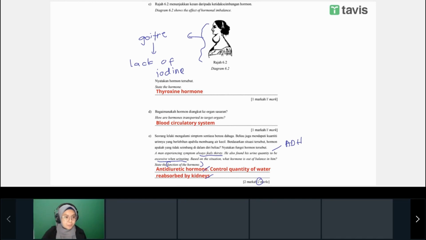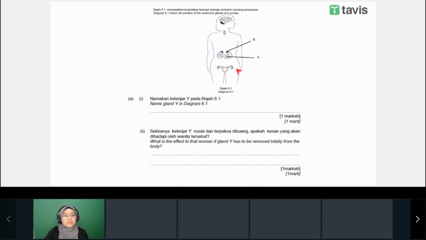This man is having an excessive amount of urine because the amount of ADH secreted is insufficient, so the kidney reabsorbs only a little amount of water into the body. That means he will urinate a lot. This is one of the symptoms of diabetes insipidus. Okay, let's see the next question.